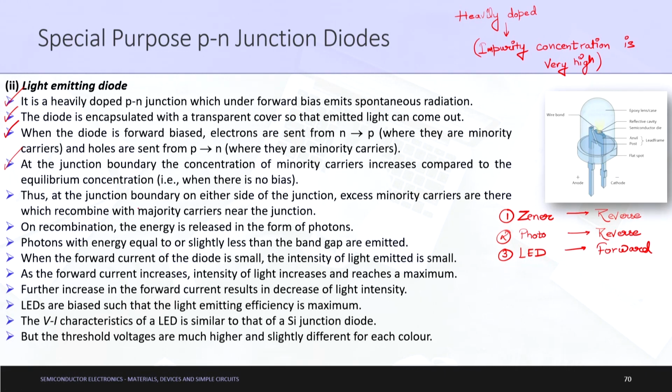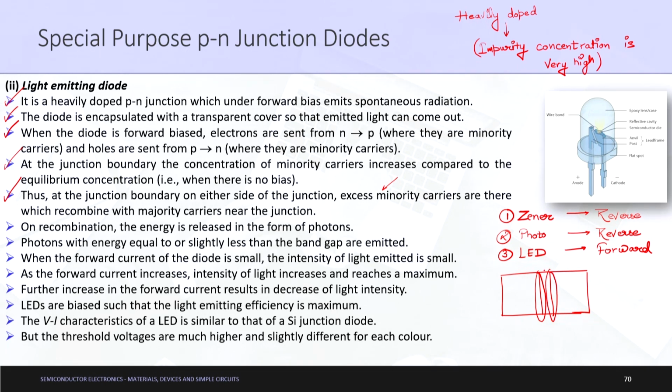Thus, at the junction boundary, on either side of the junction, excess minority carriers are there, which recombine with majority carriers near the junction. Okay. So, what is being explained here is what happens at the junction boundary. Let us suppose this is your PN junction diode, and this is the depletion region. They are talking about these portions here.